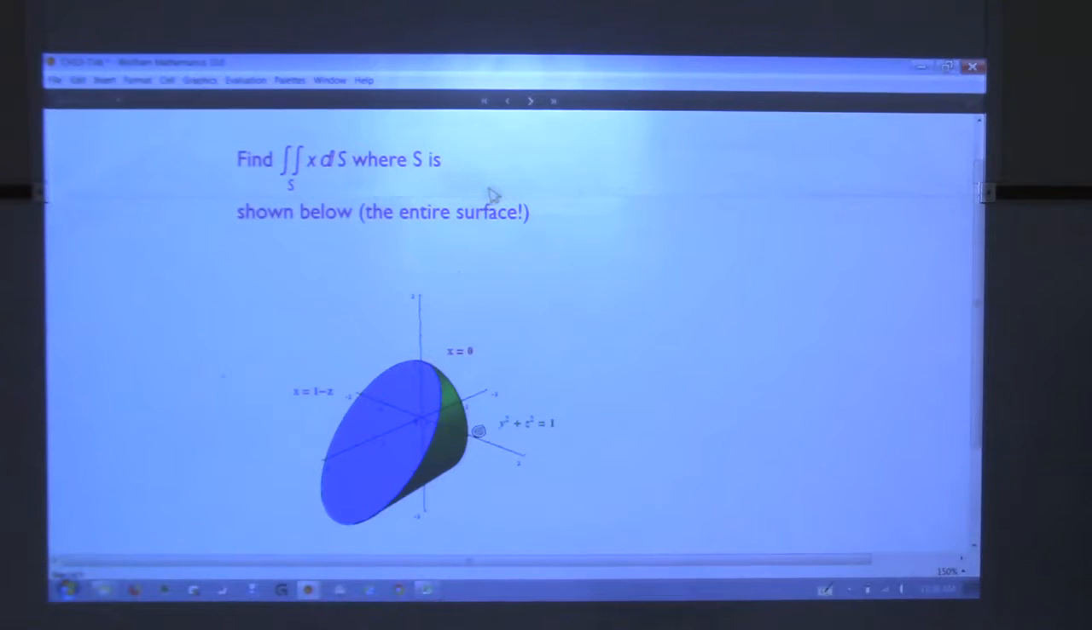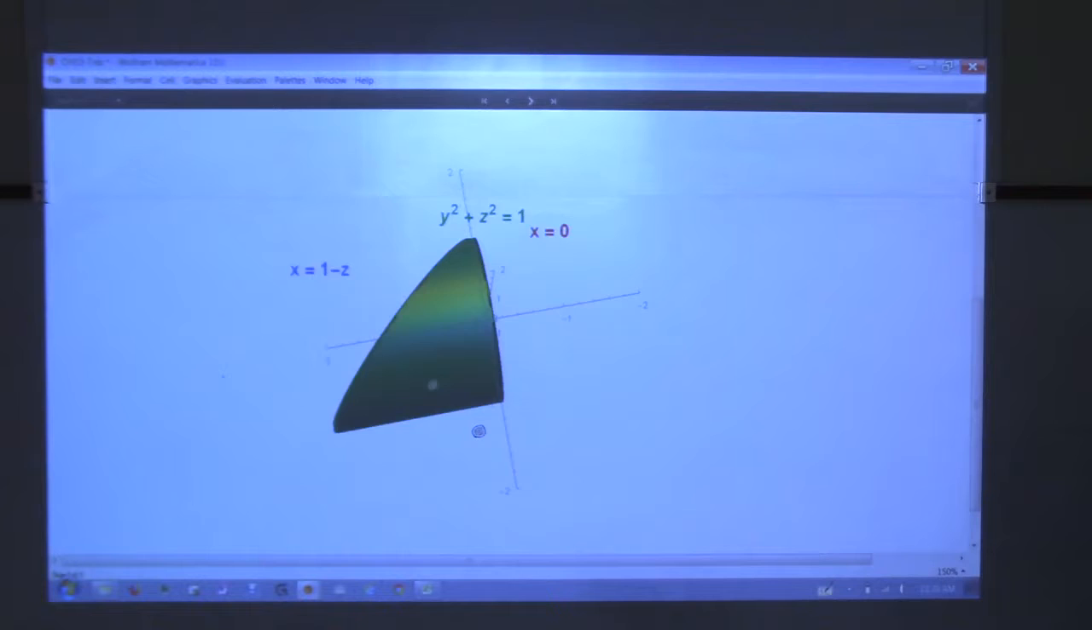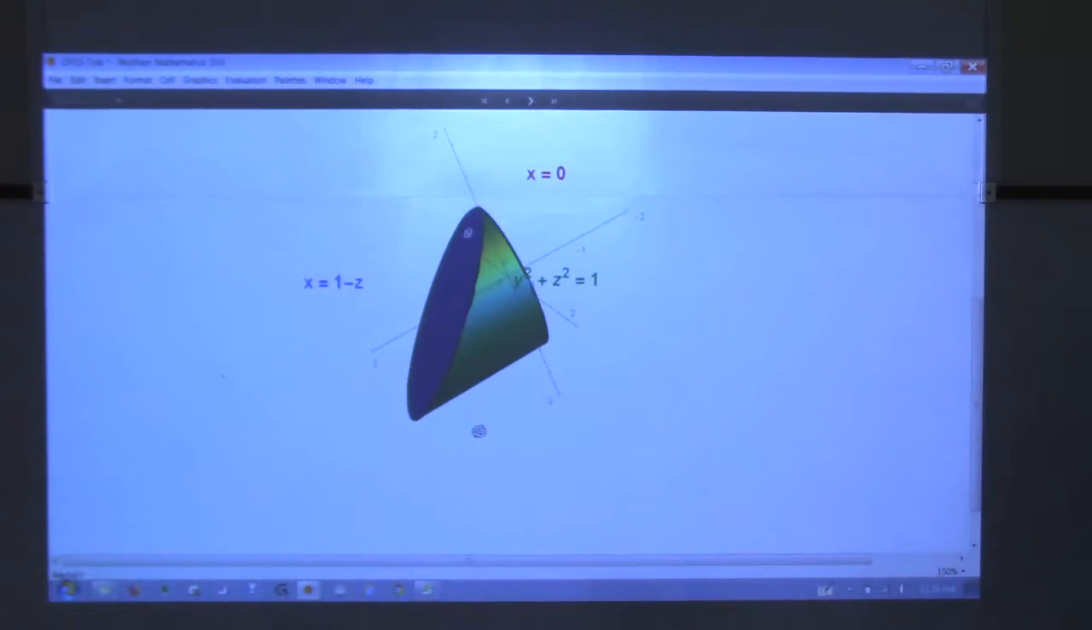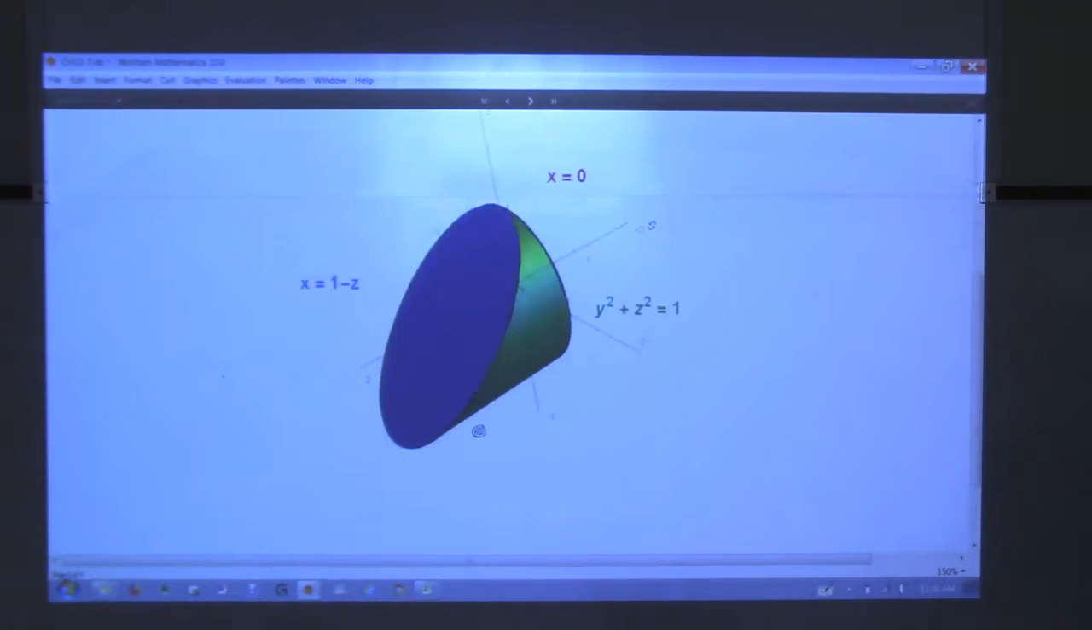That means the entire surface. Backside, front side, everything. Why'd that get so big? You zoomed in. Did I zoom out?